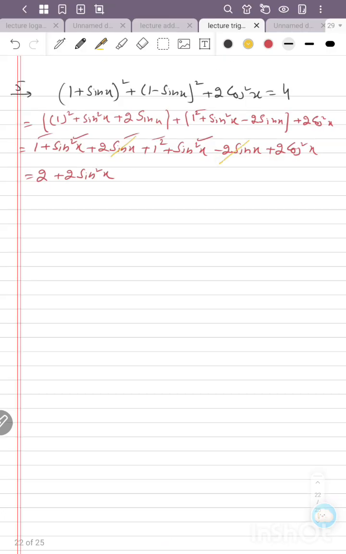So next one is 2 sine square x plus 2 cos square x. Now this is 2 from here to here. These two will be common. Take common: 2 times sine square x plus cos square x. Sine square plus cos square will be 1. The answer is 4. Okay, we have solved it.